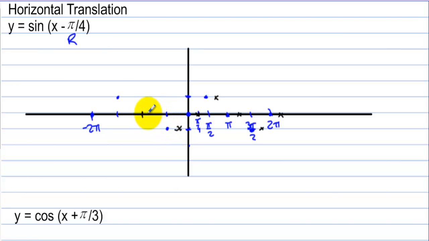Same thing on the other side. So everybody gets pushed over a half a mark. Here, not on the line. So this is our graph right here. 2 complete periods.